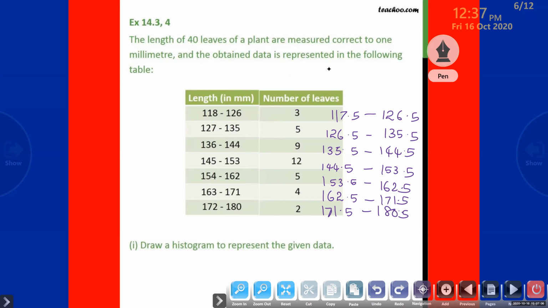Write the question. The length of 40 leaves of a plant are measured correct to 1 millimeter, and obtained data is represented in the following table. In the following table, length in millimeter, number of leaves. Draw a histogram to represent the given data is the question, but you have to draw the table again before drawing the histogram after making it continuous.